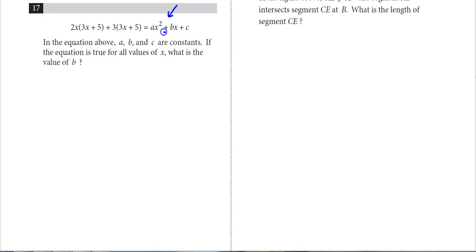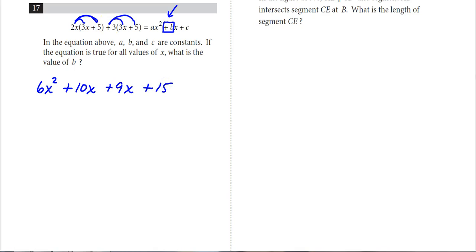So basically, they want me to tell you at the end of all this what number is sitting in front of x. So let's work on this left-hand side here. Let's distribute and get rid of some parentheses. So 2x times 3x is 6x squared. 2x times the 5, that's plus 10x. Then we have a positive 3 times 3x, which would be 9x. Then we have a positive 3 times 5, which is 15.